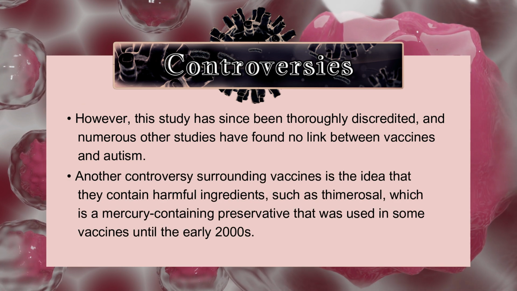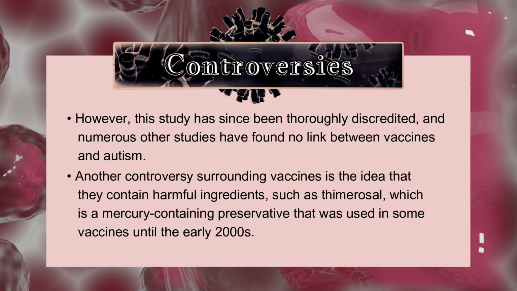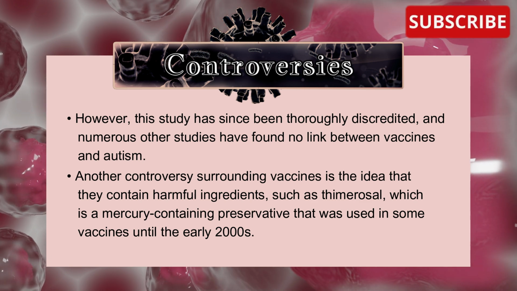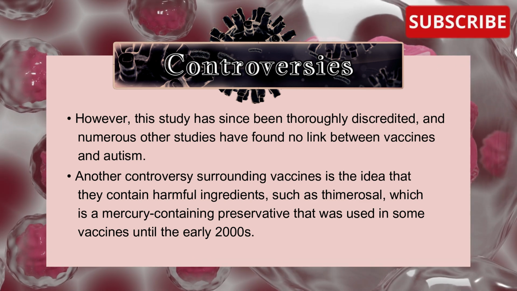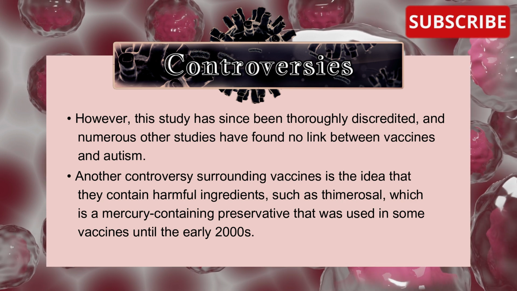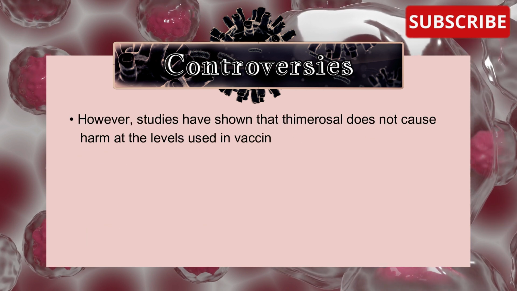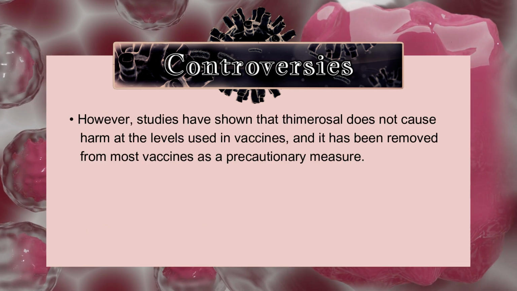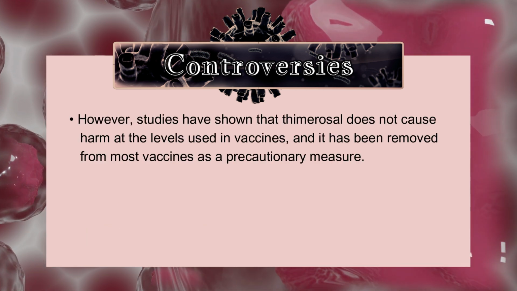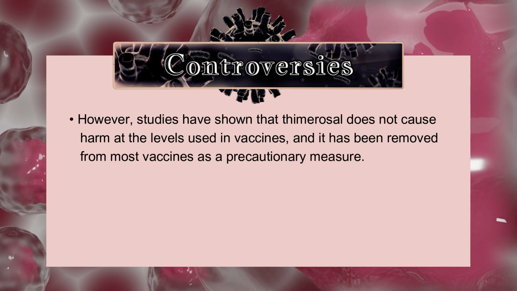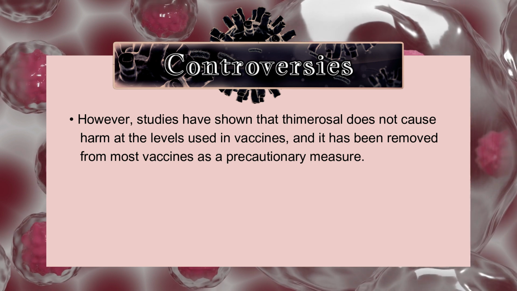Another controversy surrounding vaccines is the idea that they contain harmful ingredients, such as thimerosal, which is a mercury-containing preservative that was used in some vaccines until the early 2000s. However, studies have shown that thimerosal does not cause harm at the level used in vaccines, and it has been removed from most vaccines as a precautionary measure.